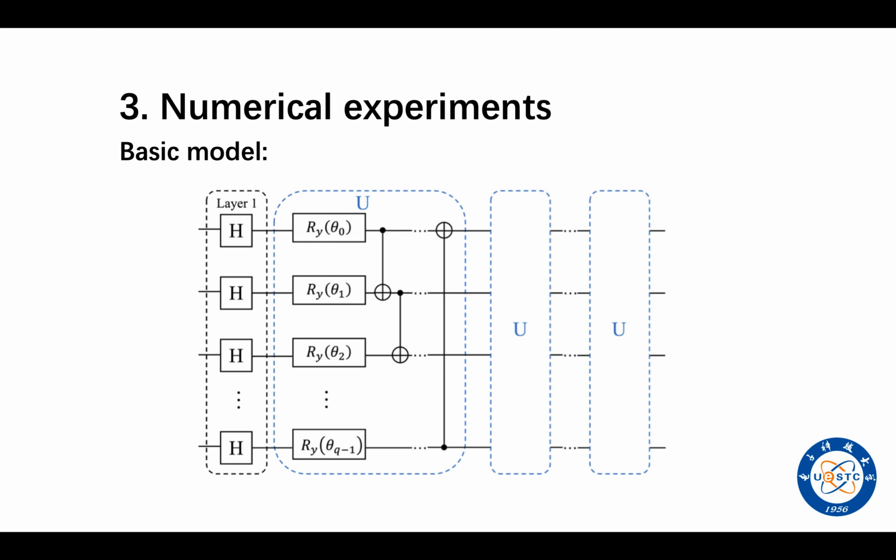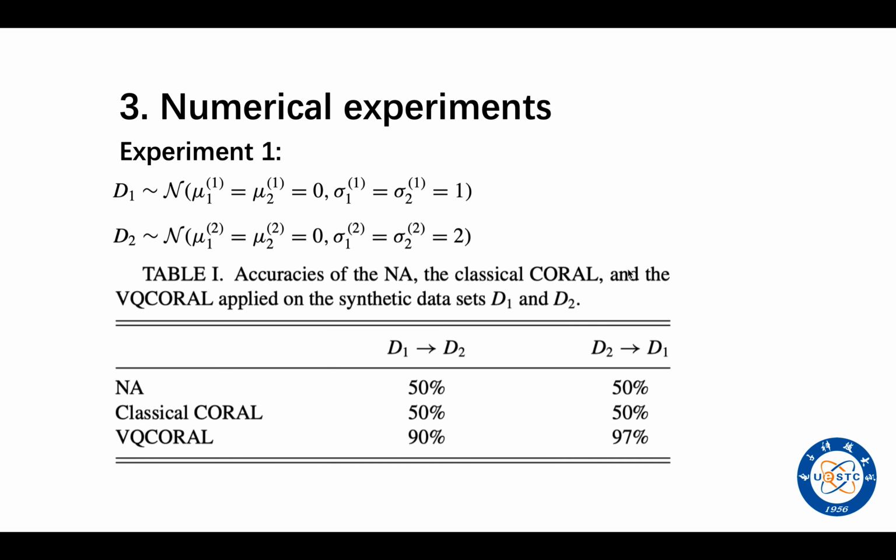As to the VQCORAL, we design parameterized quantum circuits with hierarchical structures as presented in this figure. The classical optimization algorithm, the decorrelate, is selected to optimize the cost function. To evaluate the performance of the VQCORAL, we present three different numerical experiments.